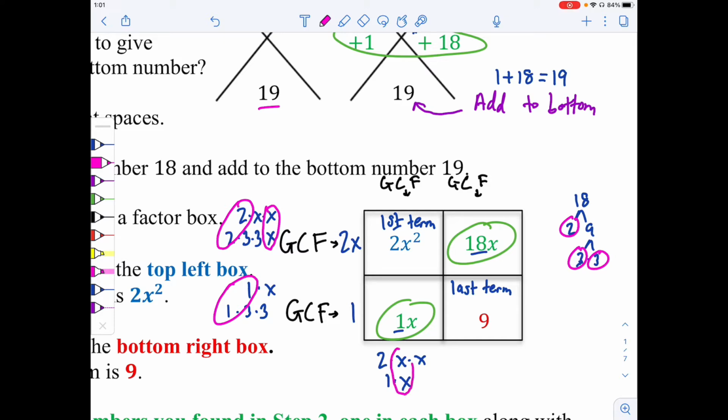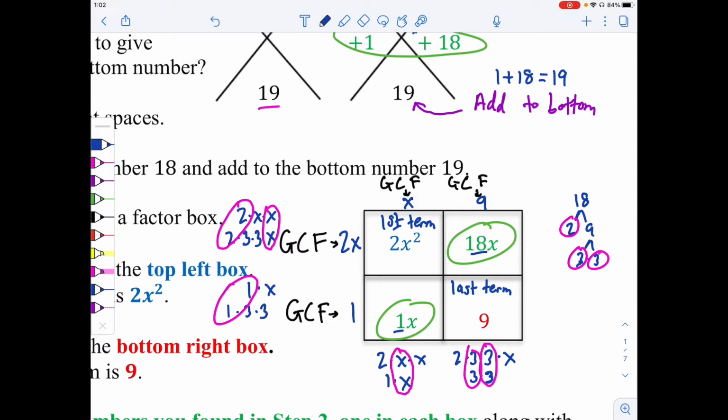What we have in common here is just 1x. So that's going to be x, that's our GCF. Our GCF for the next column: 18x, we did that already. It's going to be 2 times 3 times 3, x. And then 9 is 3 times 3. For this column, we look at what's common, a 3 and a 3. So our GCF is 3 times 3, which is 9.